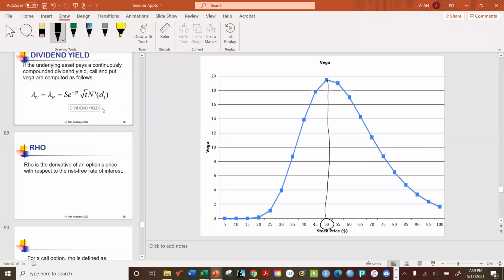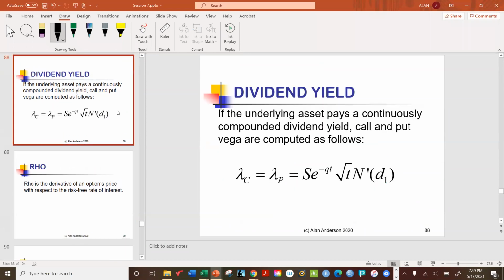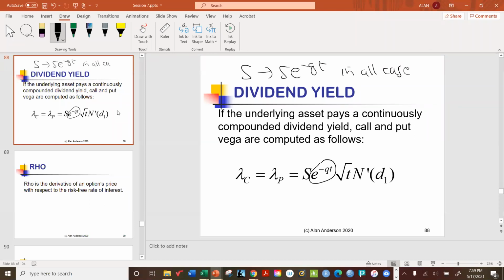And once again, if we have an option on an asset that provides some kind of a cash flow or yield, we have to make a slight adjustment to the calculations. And once again, you'll see that all we've done is added this term. In other words, wherever there was an S, it becomes S e to the minus QT. And in all the cases, in order to adjust our Greek formulas, this is what we're doing.